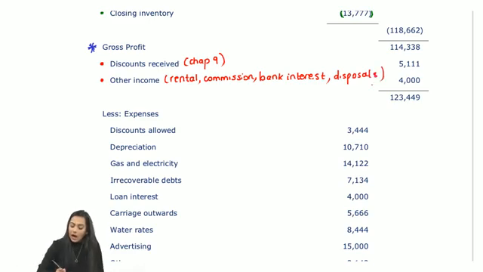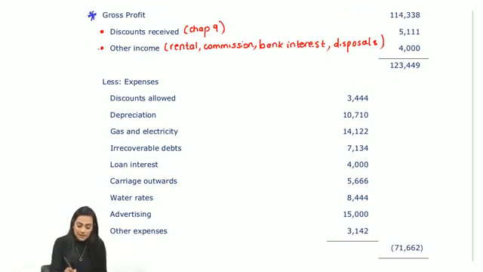We will see other types of income throughout this syllabus. And then underneath that, we have our expenses. And remember, expenses are items which reduce your income. So income increases your profits, but expenses reduce your profits.